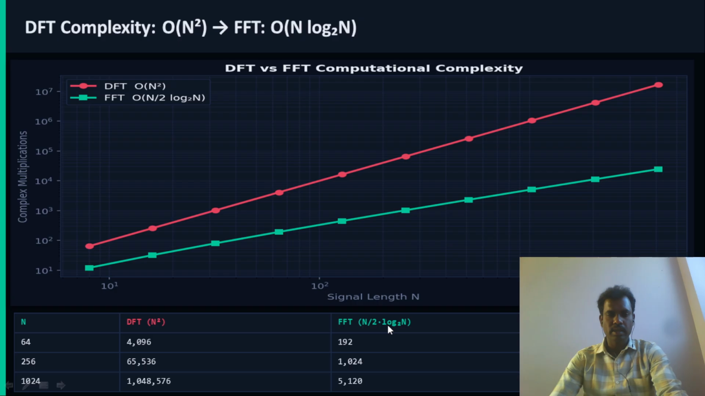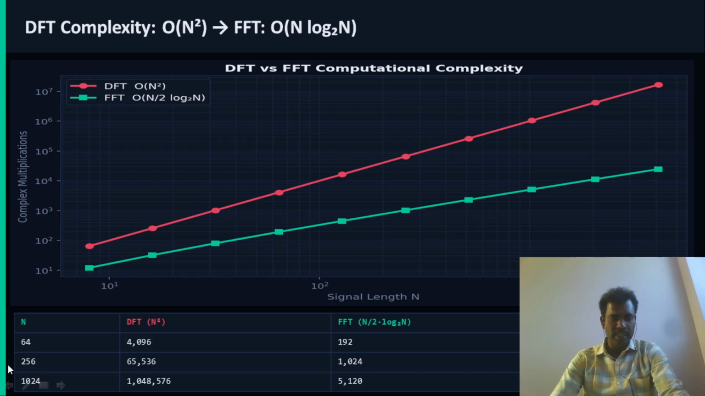32 into 6 will give 192. So 192 multiplications have to be performed, compared to 4096 multiplications if you directly use the DFT formula. So there is a huge difference in the number of multiplications. The speed is improved by almost 21 times.